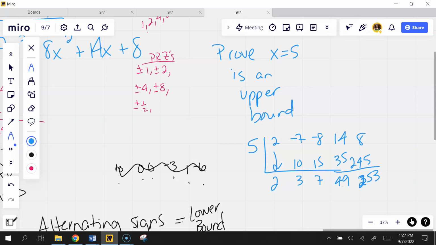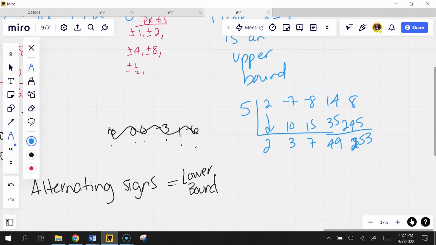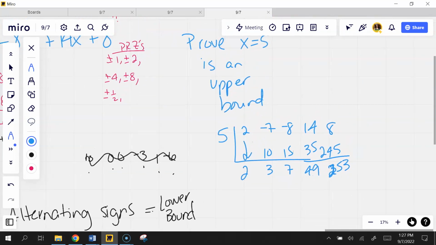What do you notice about these? They're all positive. Upper bounds happen when it's all positive. That's the new stuff. You see how easy that is? The PRZ is the Algebra 2. The new stuff is the boundedness here.